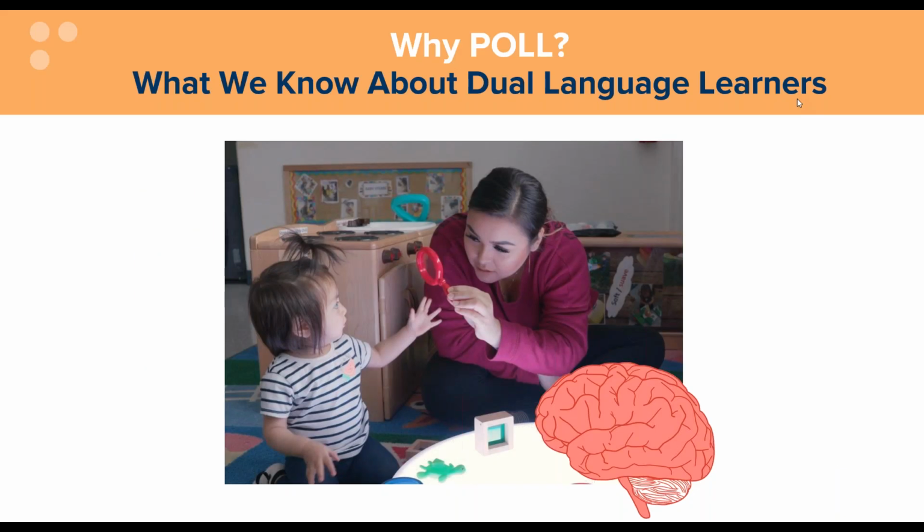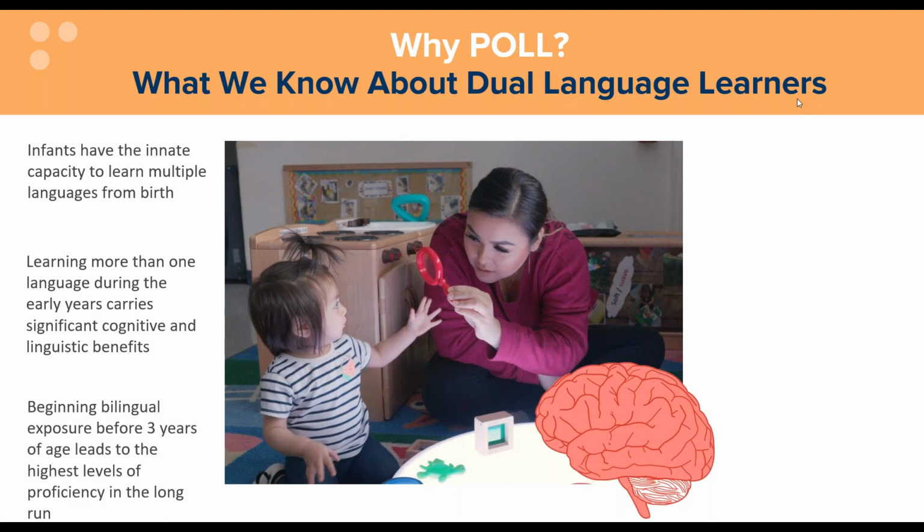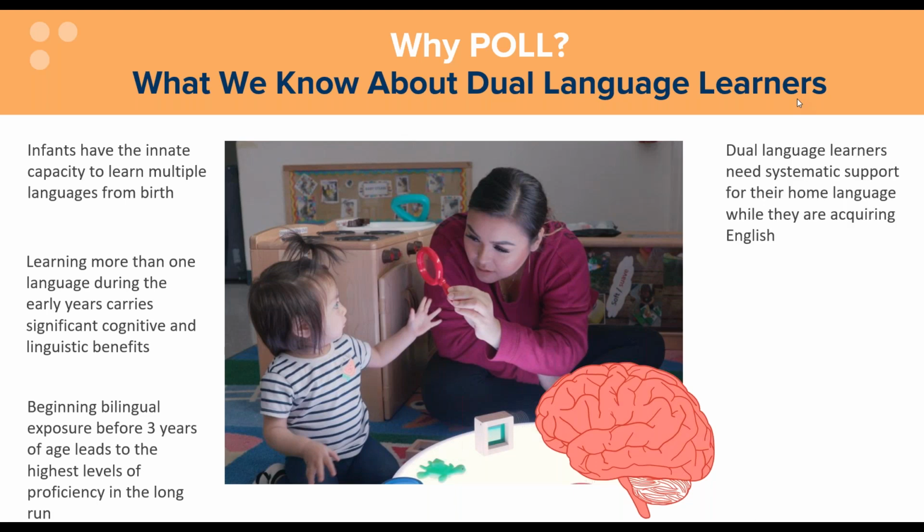So why Pole, right? Why personalized oral language learning? What do we know about dual language learners? Well, we know that infants have the innate capacity to learn multiple languages from birth. We also know that learning those languages during the early years carries the most significant cognitive and linguistic benefits. And if we begin that bilingual exposure before 3 years of age, that is where we get the highest levels of proficiency in the long run. We also know that in order to do this, dual language learners really need systematic support for their home language while they are acquiring English, right?